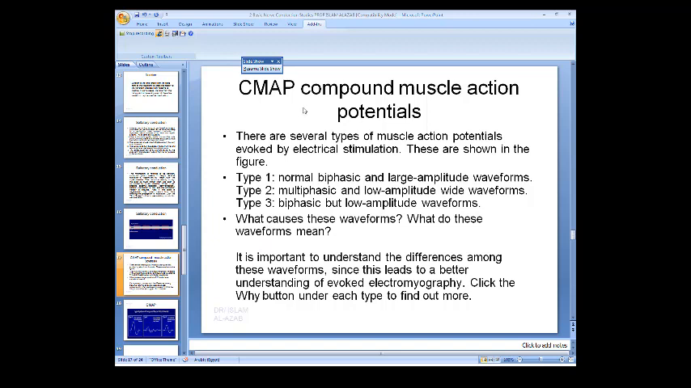Compound motor action potential or compound muscle action potential. There are several types of muscle action potentials evoked by electrical stimulation. These are shown in the next figure. Type 1: normal biphasic and large amplitude waveforms. Type 2: multiphasic and low amplitude waveforms, low amplitude wide waveforms. Number 3: biphasic but low amplitude waveforms. What causes these waveforms? What do these waveforms mean? It is important to understand the differences among these waveforms since this leads to better understanding of evoked electromyography.